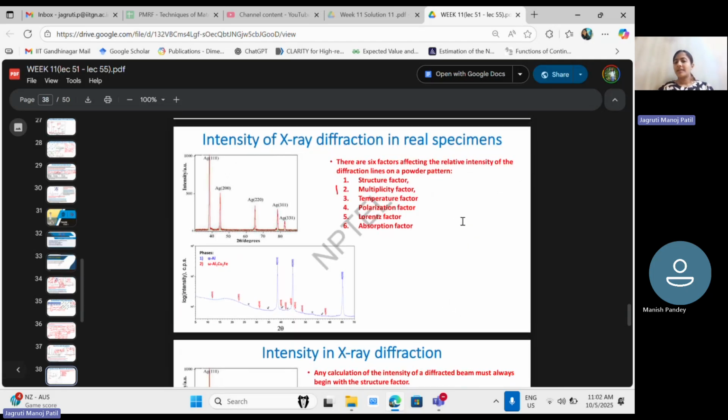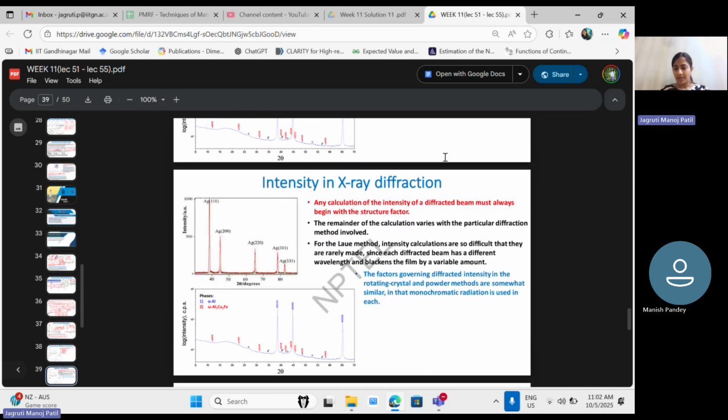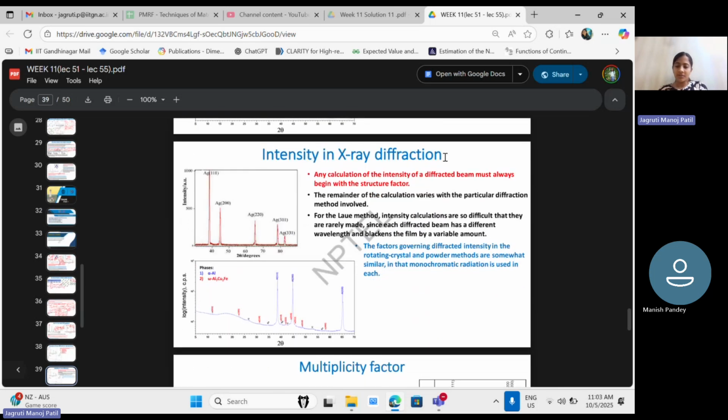There are 6 factors which affect the relative intensity of the diffraction lines on a powder pattern. You have your structure factor F, which is a function of the amplitude squared. Then you have a multiplicity factor, a temperature factor, a polarization factor, the Lorentz factor, and then the absorption factor. So these are how your intensity matters and how it differs. It must always begin with the structure factor. For that, you should know which type of structure this particular element follows. If you are from a chemistry or physical chemistry background, it should be very easy for you to know these terms. The remainder of the calculation varies with the particular diffraction method involved. For this specific method, I'm not sure what it is, but the calculations are so difficult that they are rarely made. Okay, it's fine.